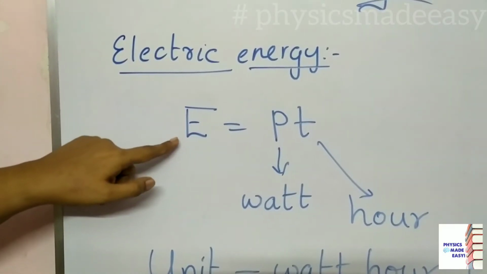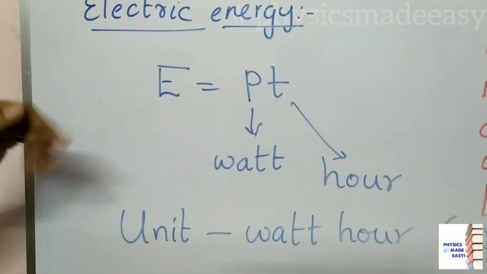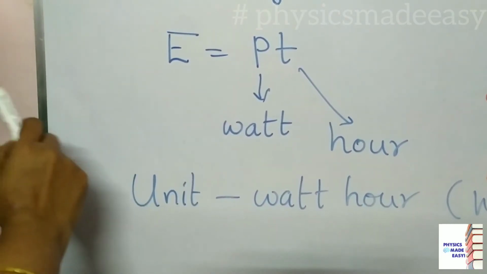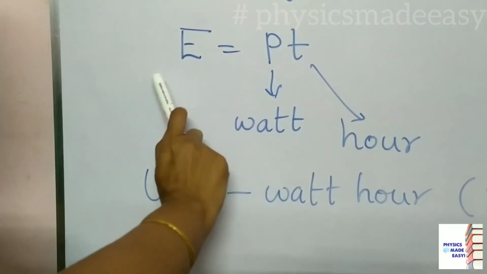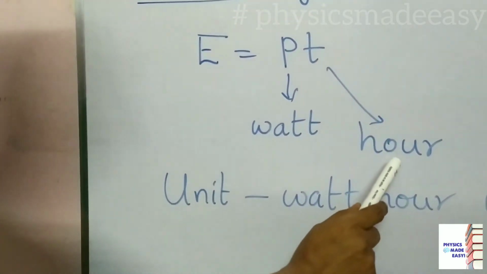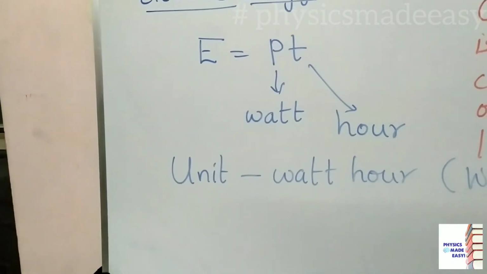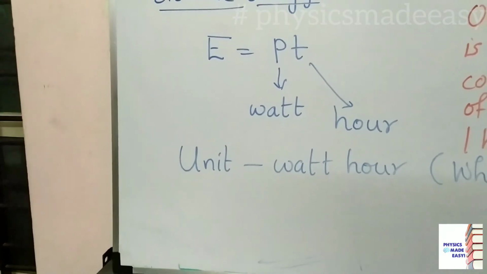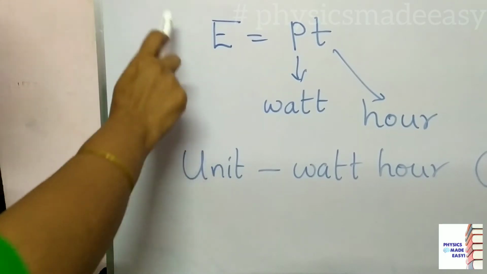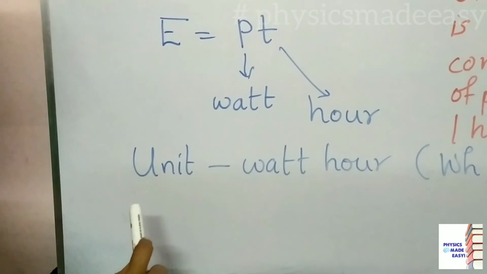Here you can see the equation E is equal to P into T. In this, E is electric energy, P is power, and T is time. From this we can see electric energy as the product of power and time. Now we can write the unit for this electric energy from this equation. You know the unit of power is watt, and here we have to take the unit of time as hour. Here we are considering our appliances, how much time they are working and consuming that energy, that only we are considering. So the unit of electric energy is watt into hour. Watt hour is the unit of electric energy.